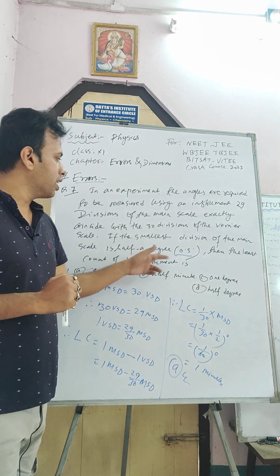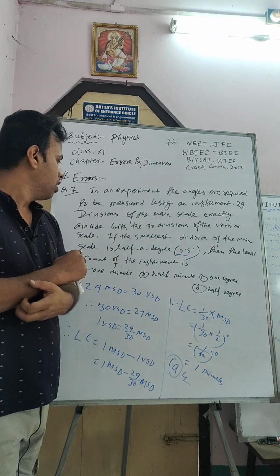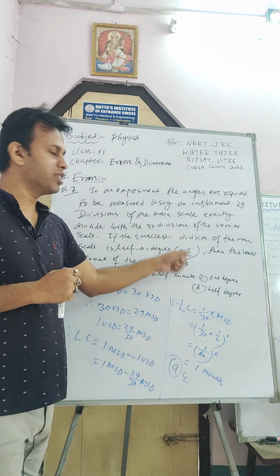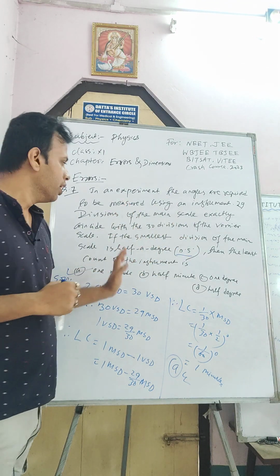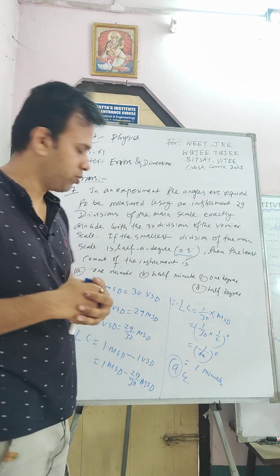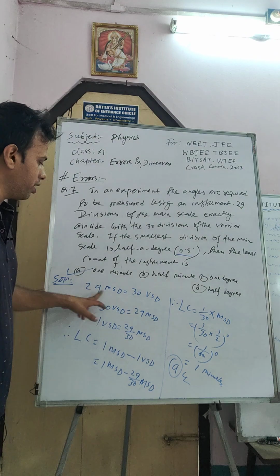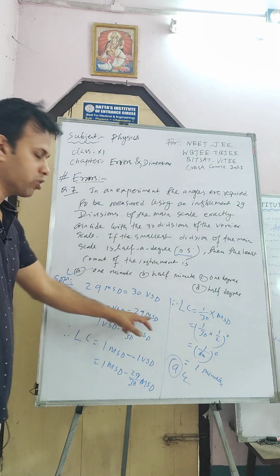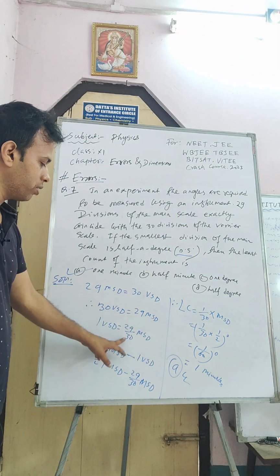Then if the smallest division of the main scale is 0.5 degree, you have to find out what the least count of the instrument is. So I write 29 MSD equal to 30 VSD. So 30 VSD equal to 29 MSD. 1 VSD equal to 29 by 30 MSD.